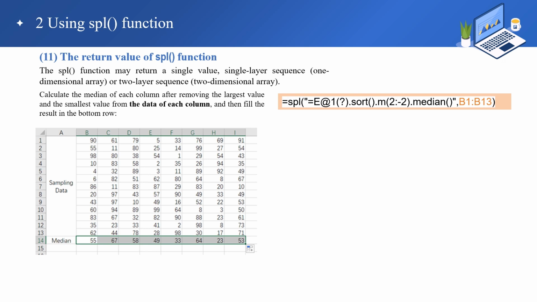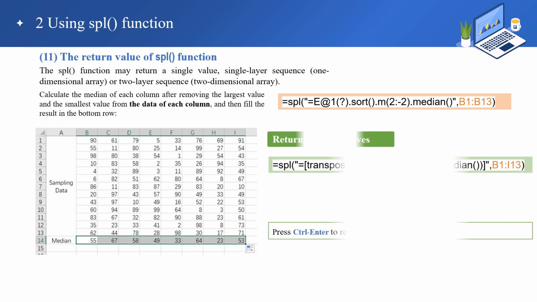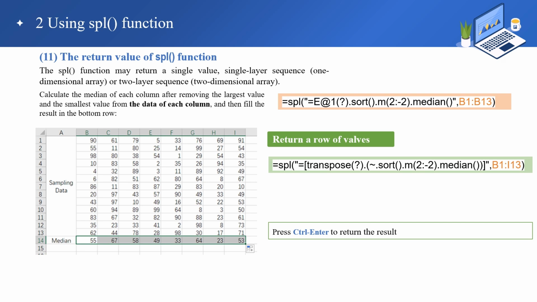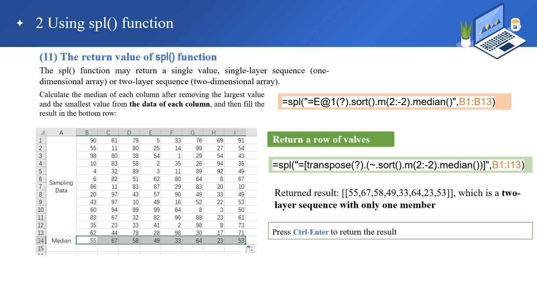Let's see the example of calculating the median of each column after removing the largest value and the smallest value in each column. The code provided in the original example will also return a single value, and it needs to drag the formula to get all results. Now we modify the code to directly return a row of results. Likewise, we can use the loop function and just need to return the result as a two-layer sequence with only one member, such as this sequence, which will be displayed as one row in Excel.